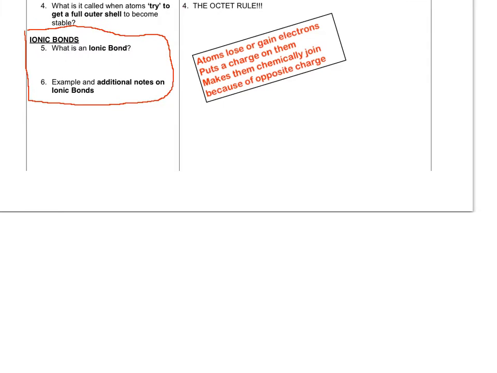So what's an ionic bond? That's a specific kind of chemical bond, and it's basically when atoms lose or gain electrons, and that puts an opposite charge on the atoms. The one that loses the electron becomes positive, the one that gains the electron becomes negative. And that makes them join together because they have an opposite charge.